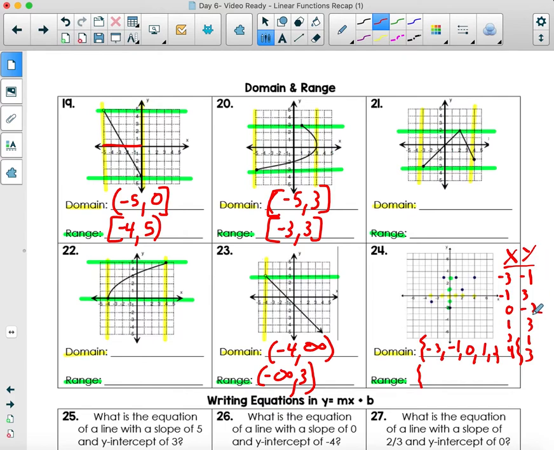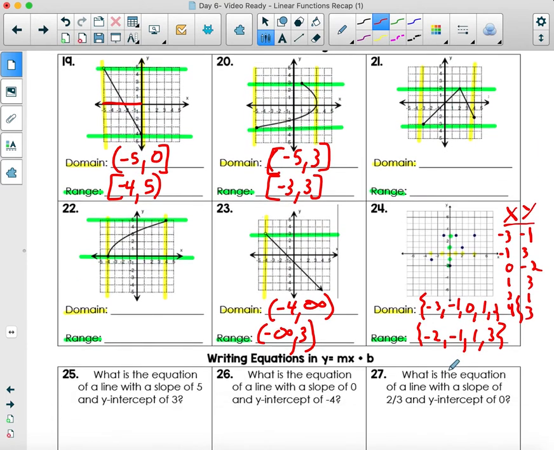Excuse me, your y value is your range. So now I'm going to go through and my y values are -2, -1, 1, and 3. Okay. And again, notice I didn't repeat that 3, even though it showed up 3 times. I only needed one of them. So again, your domain is your x values, your range is your y values.